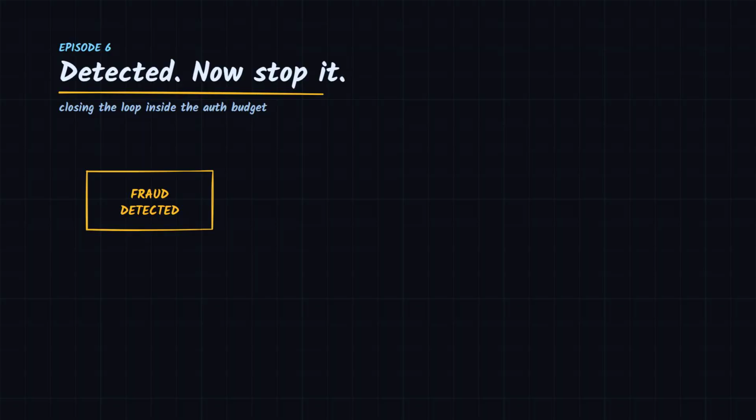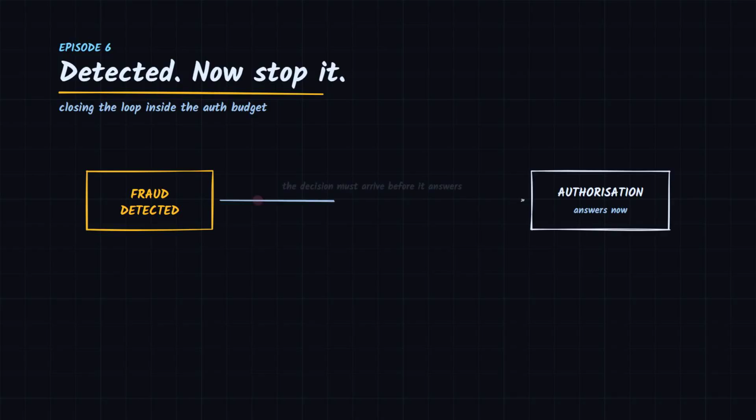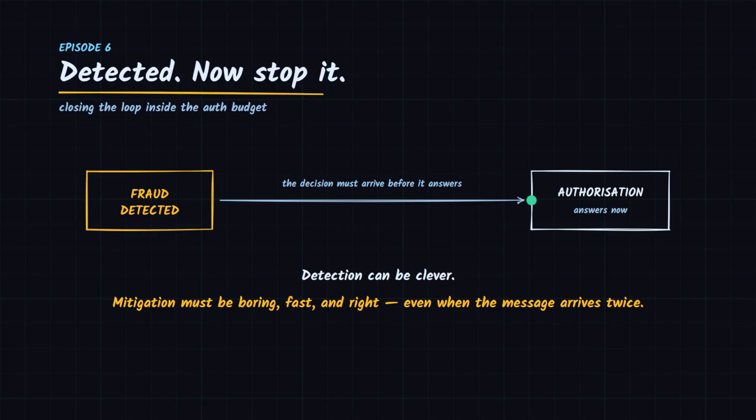Everything we have built so far detects fraud while it is happening, which is worth precisely nothing if the transaction still goes through. The alert has to become a decision, and the decision has to reach the authorization path before it answers. Inside the same window we opened this series with. That is a different engineering problem from detection. Detection can be clever. Mitigation has to be boring, and it has to be fast, and it has to be right when the same message arrives twice.